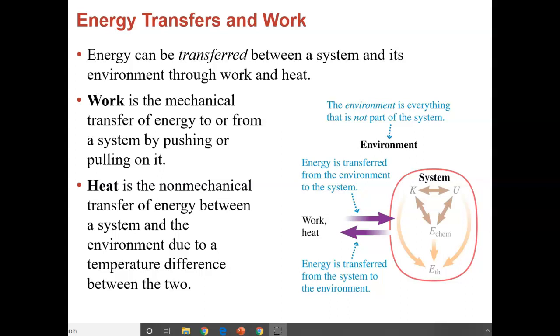Then if you just have energy transferred between temperature changes, that's heat. So when something cools down or heats up, that's heat transfer. So work transfer is when something moves. Heat energy is when energy transfers to change the temperature.